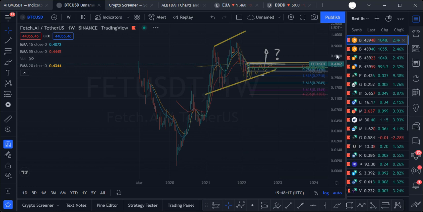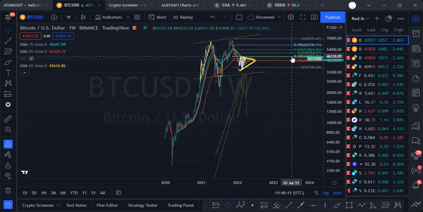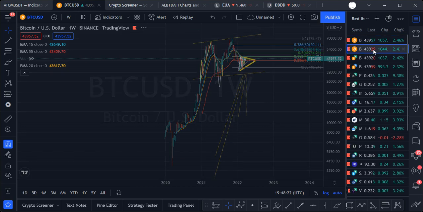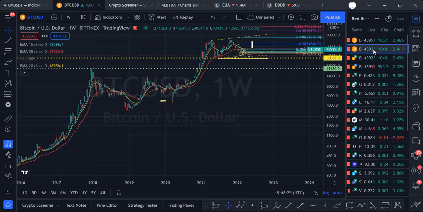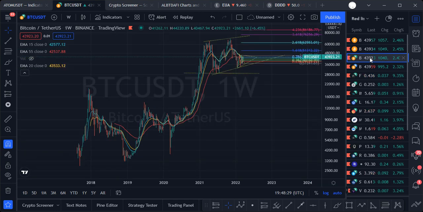Let's have a look at Bitcoin USD. Where are you, Bitcoin? Where are my favourite little charts? And yeah, that's looking good. Okay. What's that looking like? And well, yeah.